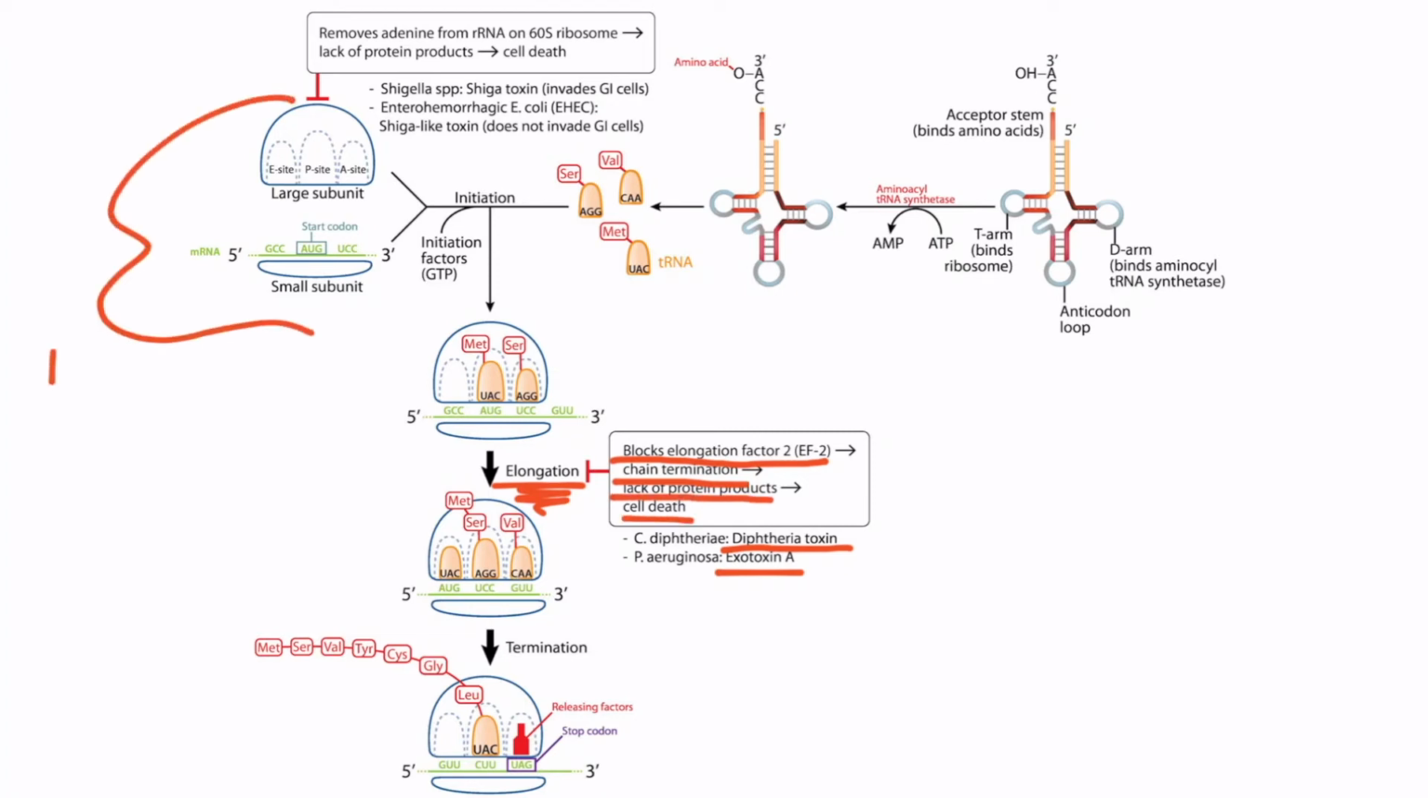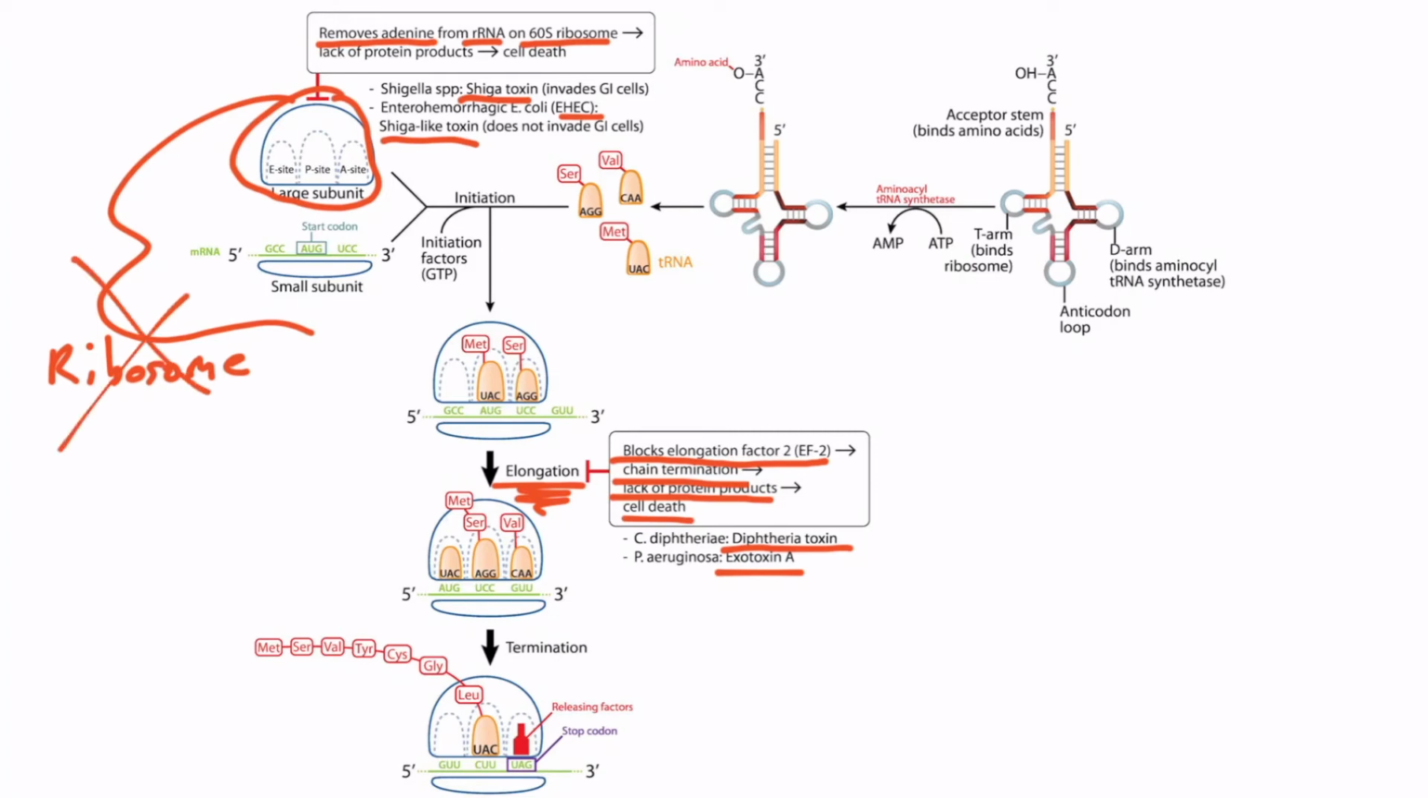Up here, we can see we have the ribosome. And the 2 toxins to know about with relation to the ribosome are the Shiga toxin and the Shiga-like toxin. The Shiga toxin coming from Shigella, and the Shiga-like toxin coming from enterohemorrhagic E. coli, or EHEC. These work by removing an adenine from the rRNA on the 60S ribosome, this large subunit right here. Attacking this prevents the formation of that ribosomal complex.